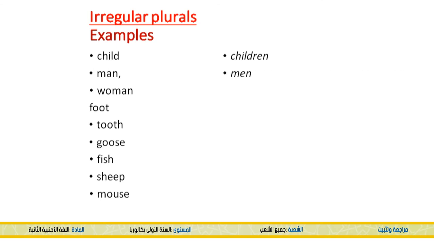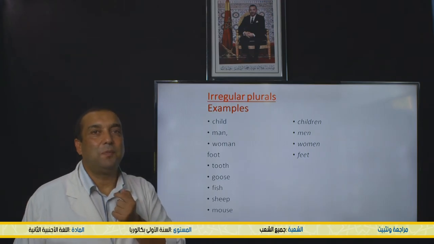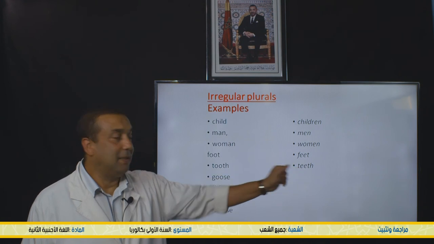Men. Men, right? A here, E here. Women. Women, right? Mind you, pronunciation. Woman for the singular form. Women. Right. Foot. Plural form of foot. Yes, that's right. Feet. And? What is this? Tooth. Plural. Teeth. Yes.